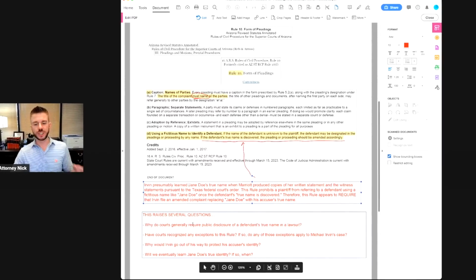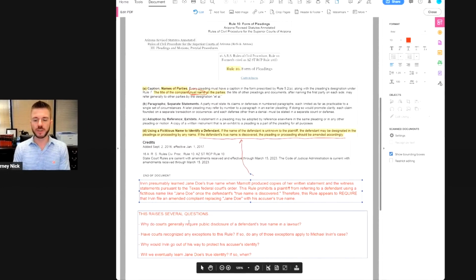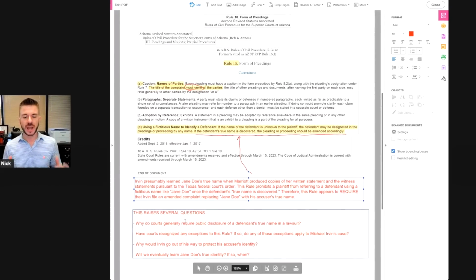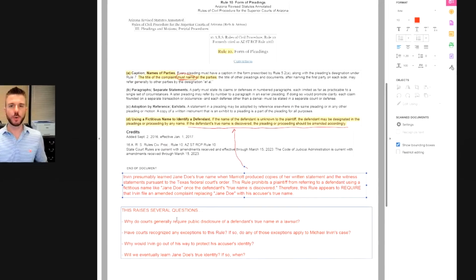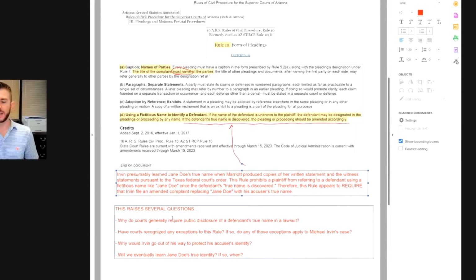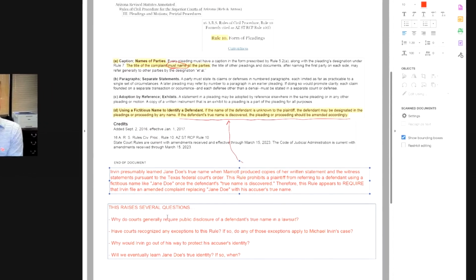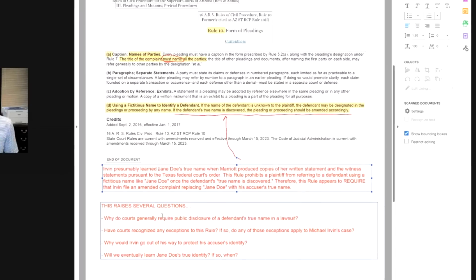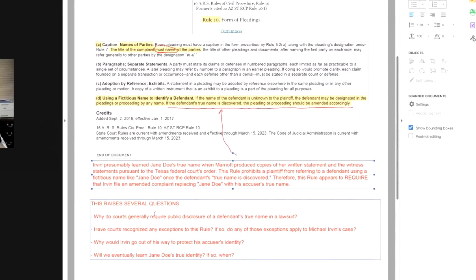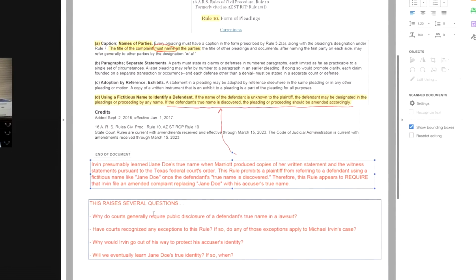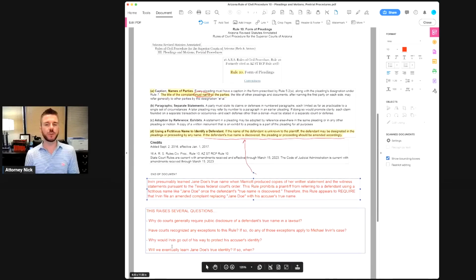Why do courts generally require public disclosure of a defendant's true name in a lawsuit? Have courts recognized any exceptions to this rule? And if so, do any of those exceptions apply to Michael Irvin's case to protect Jane Doe's identity? Why would Irvin go out of his way to protect his accuser's identity? That is probably something a lot of you are asking. And then finally, will we ever eventually learn Jane Doe's true name? I'm going to answer each of those questions in this video.